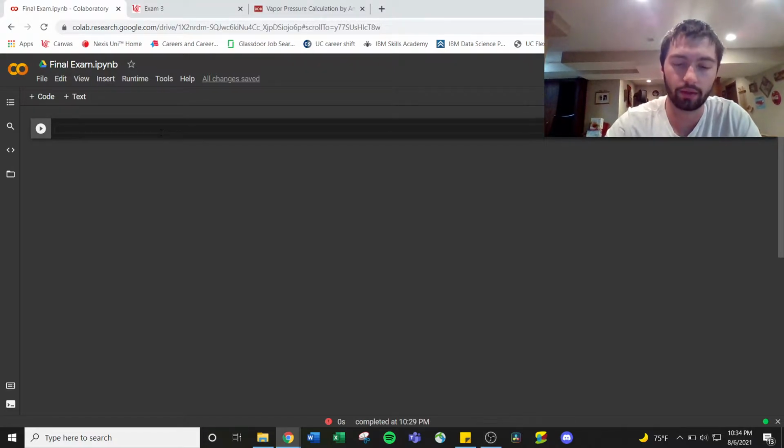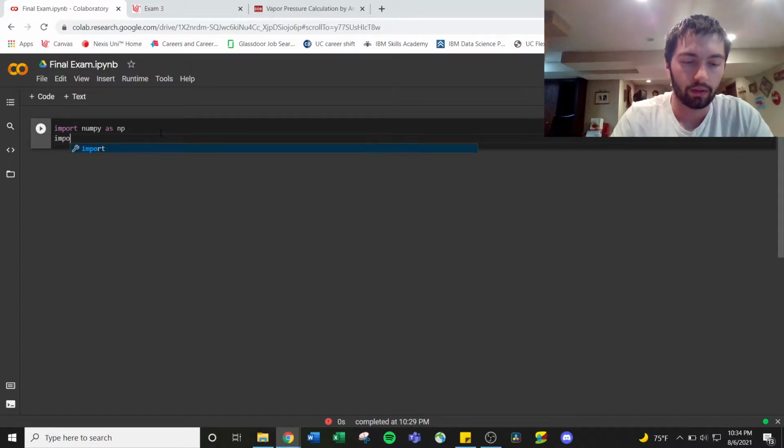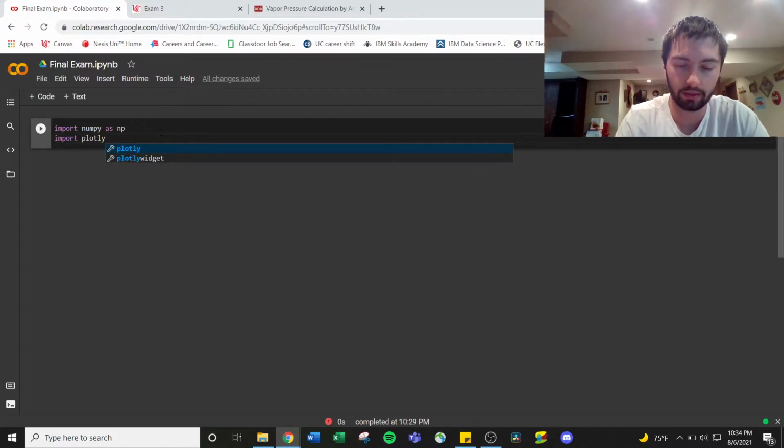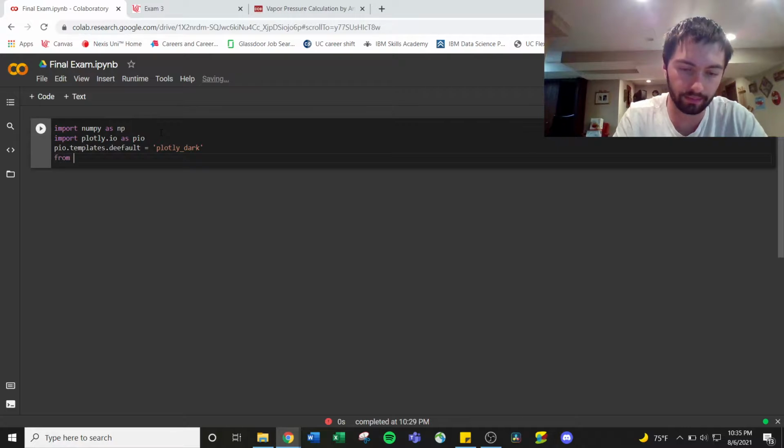So the first step, we want to import all the libraries that we're going to use. Import numpy as np. We'll import plotly.io as po. And that's going to allow us to make default changes to the graph, such as the one I'm about to make. So I prefer the graphs to have a dark background, so I'll do that. Plotly dark.